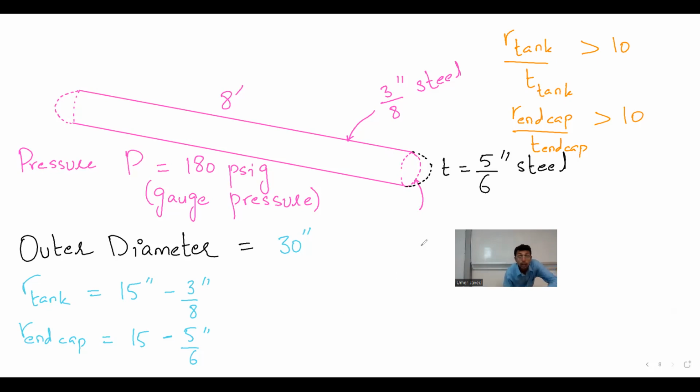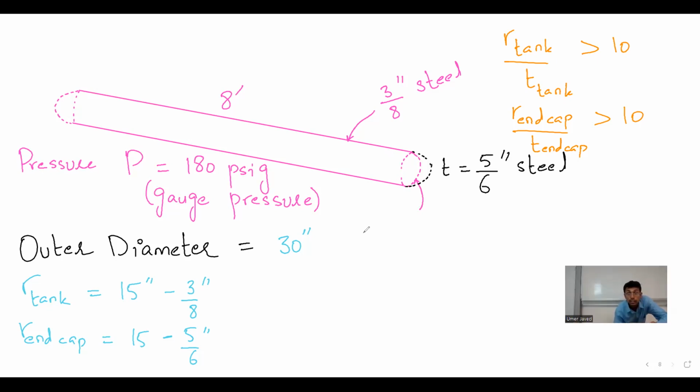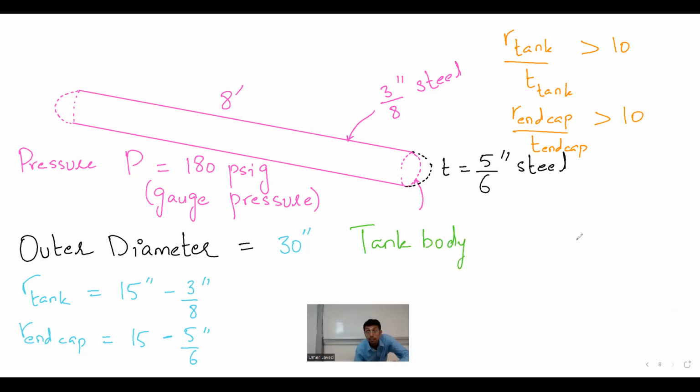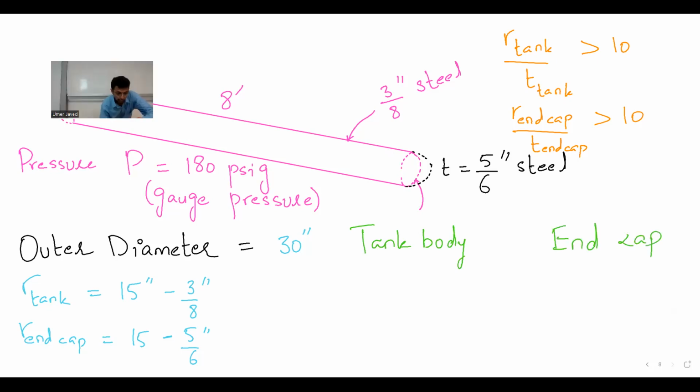Last but not least, why don't you tell me what are the principal stresses? So I will say tank body, and then I will write end spherical cap. For tank body, give me stress 1 is equal to PR over T, and stress 2 is PR over 2T. And for the spherical end cap, we have the formulas of stress 1 equal to stress 2 equal to PR over 2T. Give me the values.